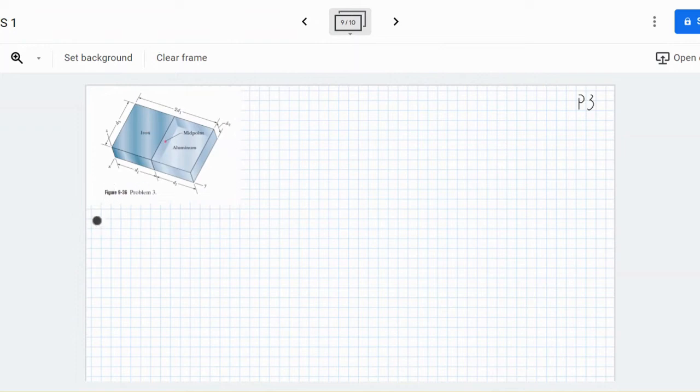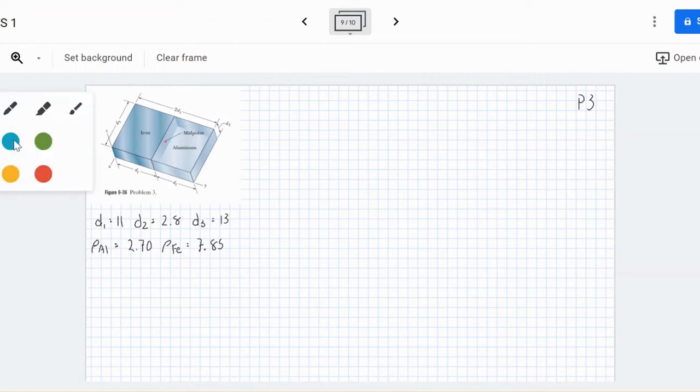So first of all, the thing we know is that D1 is equal to 11, D2 is equal to 2.8, and D3 is equal to 13. We know the density of aluminum is equal to 2.70, and the density of iron is equal to 7.85. Okay, those are the things we know. So the way to start this problem is we're going to shrink each of these halves of the slab down to their own individual centers of mass.